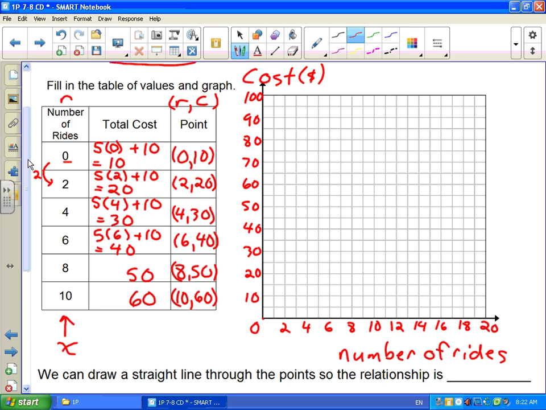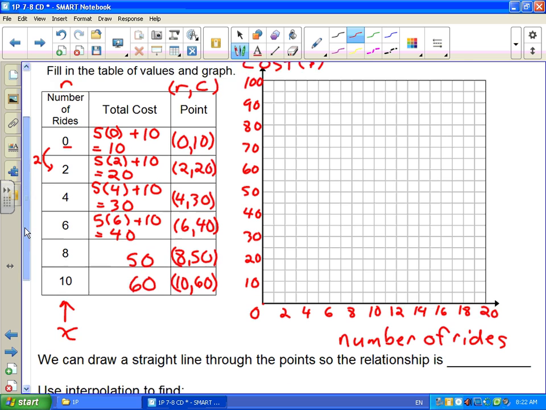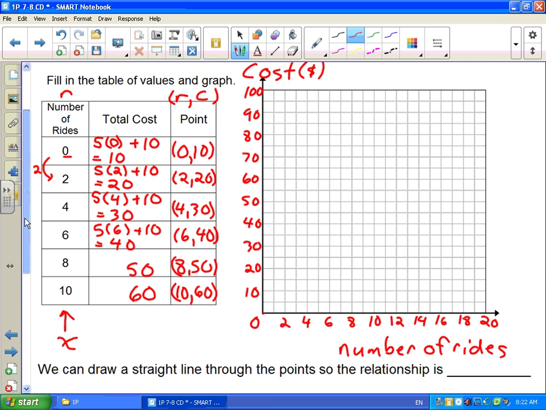So on my x-axis, each box represented 1, and on my vertical axis, each box represented 5. Usually when you're going up, you go up by 2s, by 5s, sometimes by 1s, sometimes by 10s, something like that. And then we just want to graph these points.